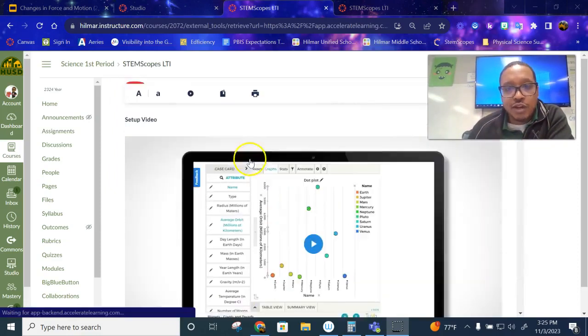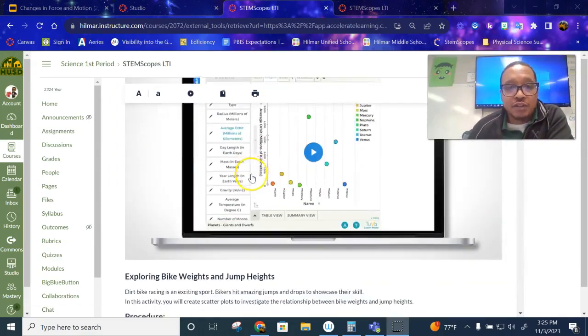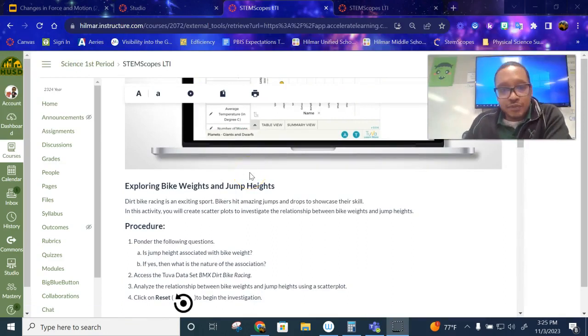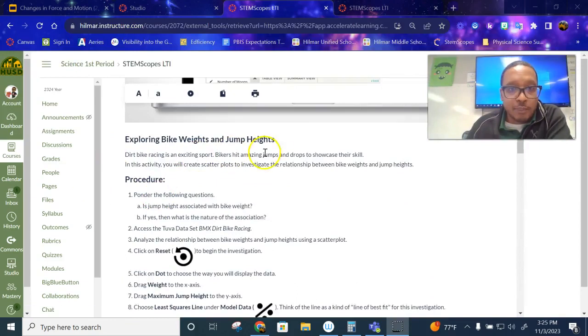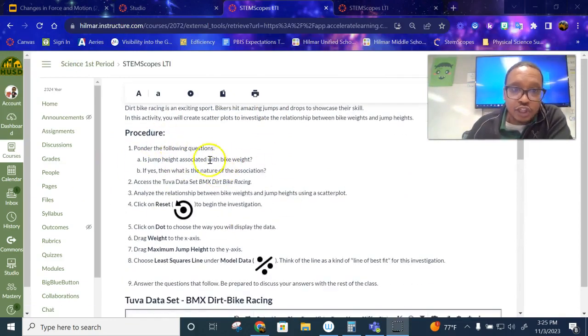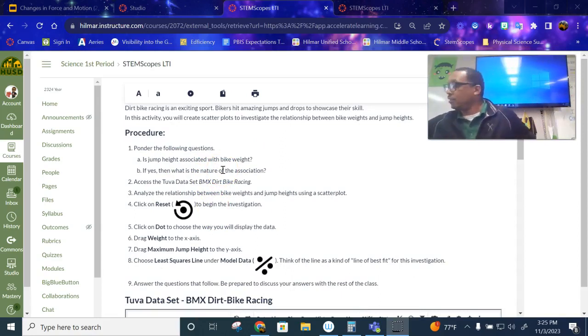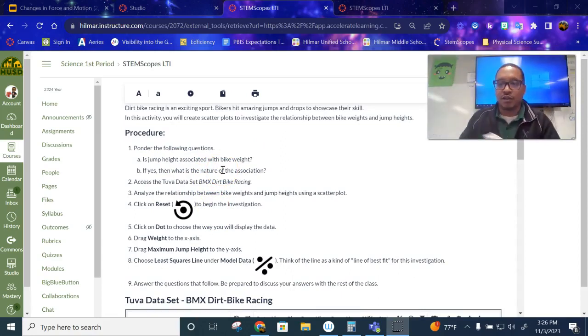Now that it's loaded, mine looks a little different than yours because I have the teacher version. But this part looks exactly like yours. There's that prompt we read already. And here are the actual procedures we're going to go through. We already answered these questions in your notebook on page number 63. I have my handy dandy notebook right here, so I'm ready. I'm just with y'all.